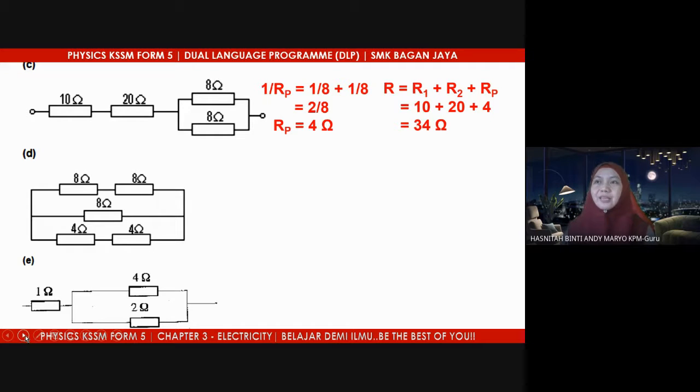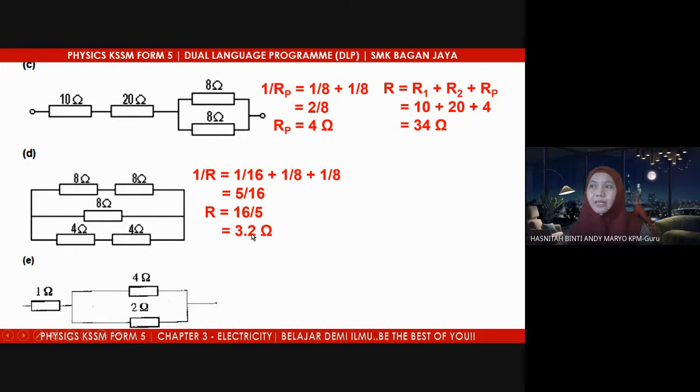Very good, Sebastian. How about D? Again, we have a combination. The first junction, 8 ohm and 8 ohm are in series. Second junction, we have a single 8 ohm. The third junction, we have 4 ohm and 4 ohm in series. So you add these two first, become 16, and you add down here, become 8. So now we have 16, 8, and 8 in parallel. You can find the effective resistance. It will be 3.2 ohm. Is it correct, 3.2 ohm? Did you get the same answer as me?